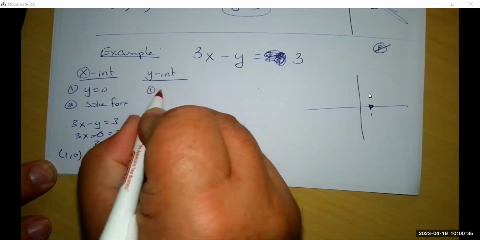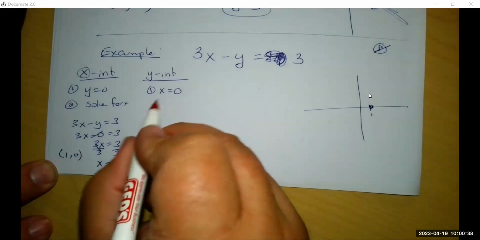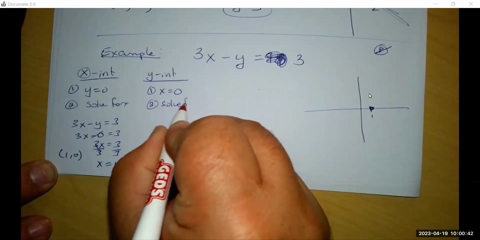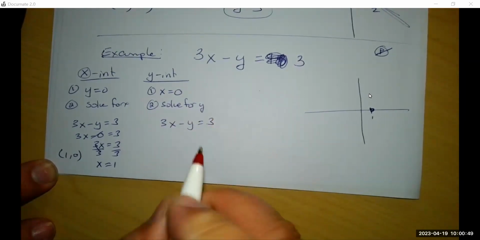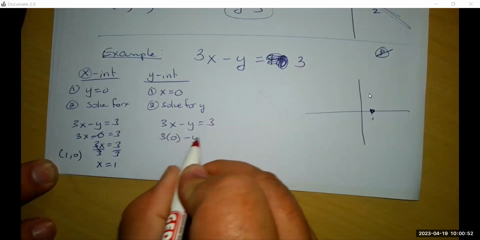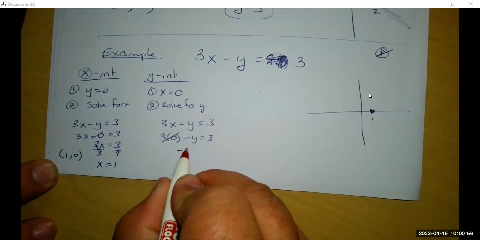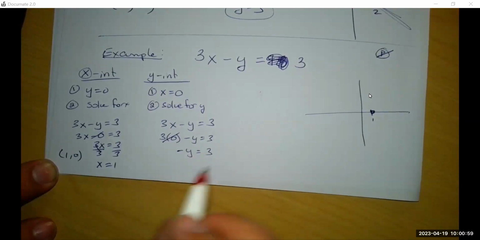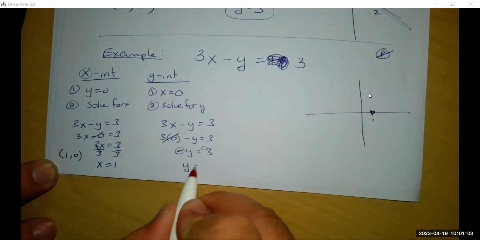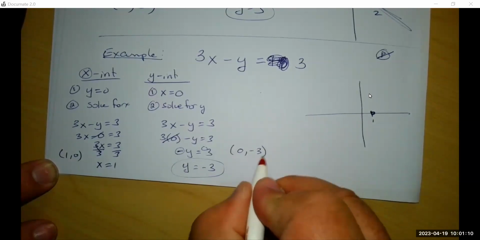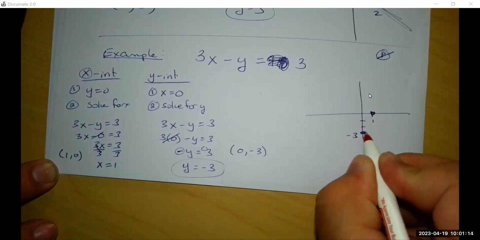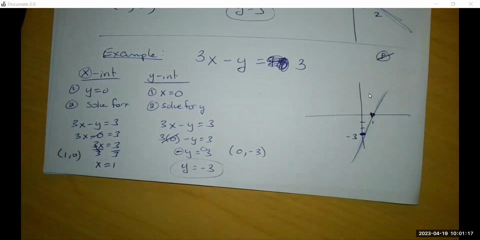The y-intercept, set x equals 0 and solve for y. 3x minus y equals 3. Set x equal to 0, first step. So that's gone. So we have negative y equals 3. Change the signs. Y is negative 3. Connect the dots, and there's your graph. What do y'all think? So far, so good?